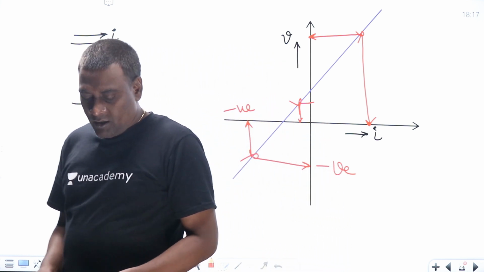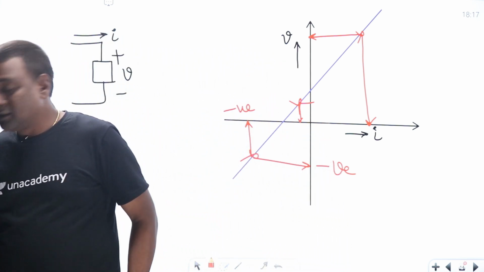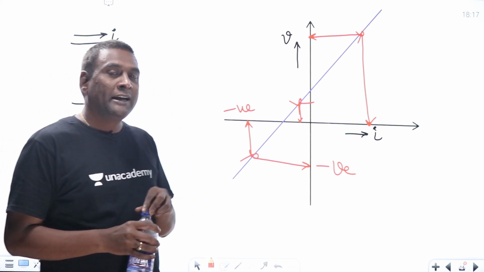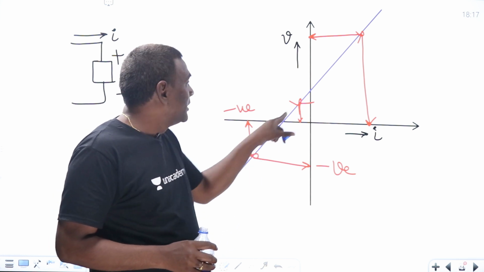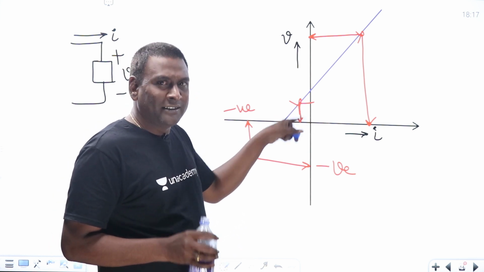Now, what should we say? Is it active or passive? Can I say that whenever I'm operating here, it is passive, whenever I'm operating here, it is passive, and whenever I'm operating here, can I say it is active?